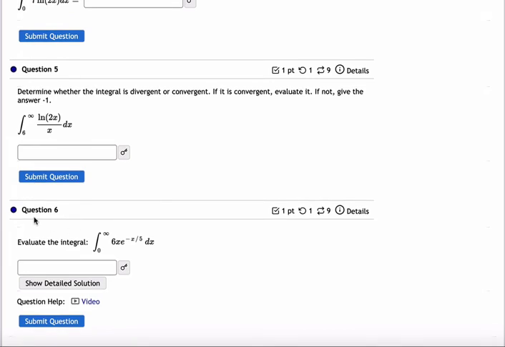And then question 6, the extra credit one, although I don't really know why it's the extra credit one. I don't think there's anything especially tricky here. You got this infinity up here, so you're going to have to evaluate a limit. I guess taking the antiderivative of this thing is a little bit tricky. You might have to think integration by parts, but I think this is all within your grasp. I think you can do this.